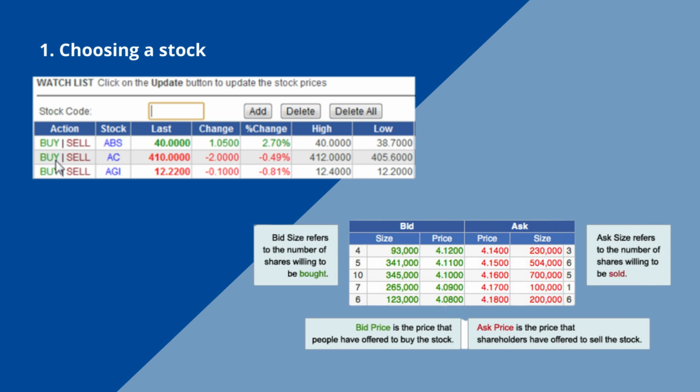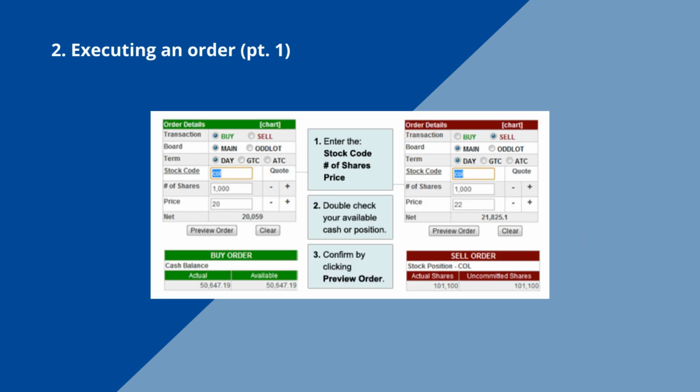So now we've chosen a stock, we've seen the prices. Now we have to execute an order. To execute an order, you just need to enter the stock code, the number of shares, and the price. Next, you need to double check your available cash, because if the total price of the stock you're trying to buy is greater than your balance in your brokerage account, you won't be able to buy the stock.